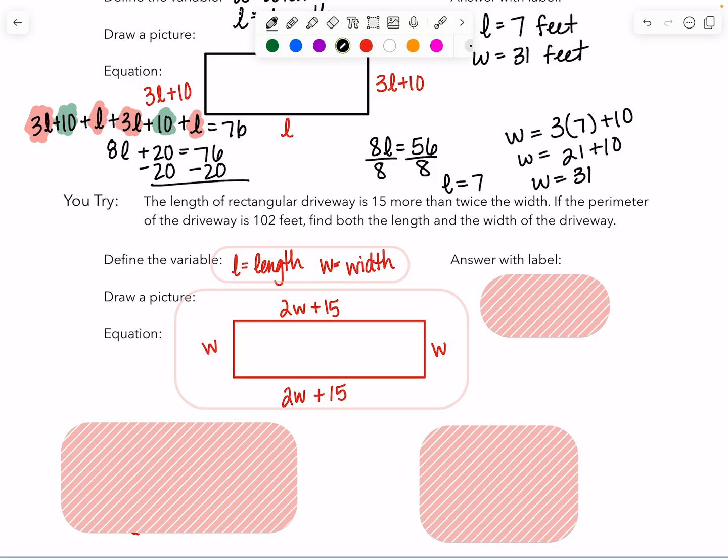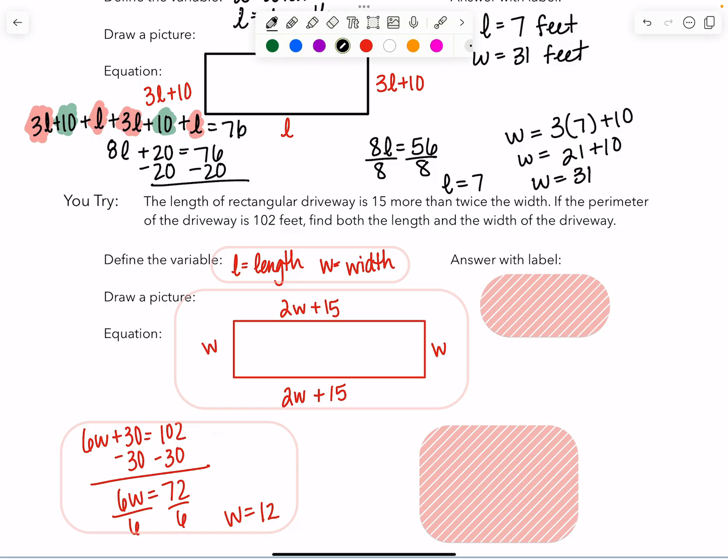All right, so when we write our equation, all of the W's we have here: W plus 2W plus W plus 2W, that's 6W. 30 we get from the two 15s. Equals 102, which is our total perimeter. Okay, subtract 30 on both sides, we get 6W equals 72. Divide both sides by 6, so we get W equals 12.